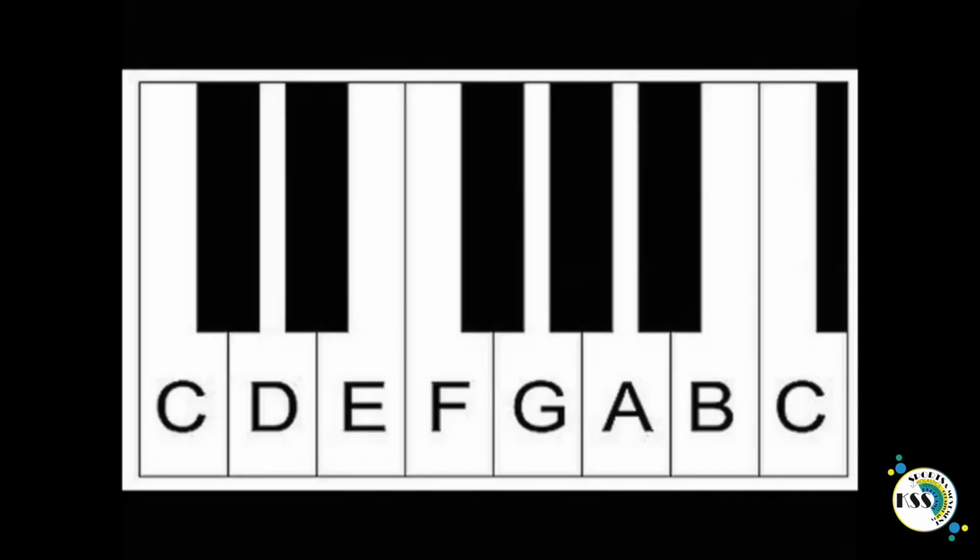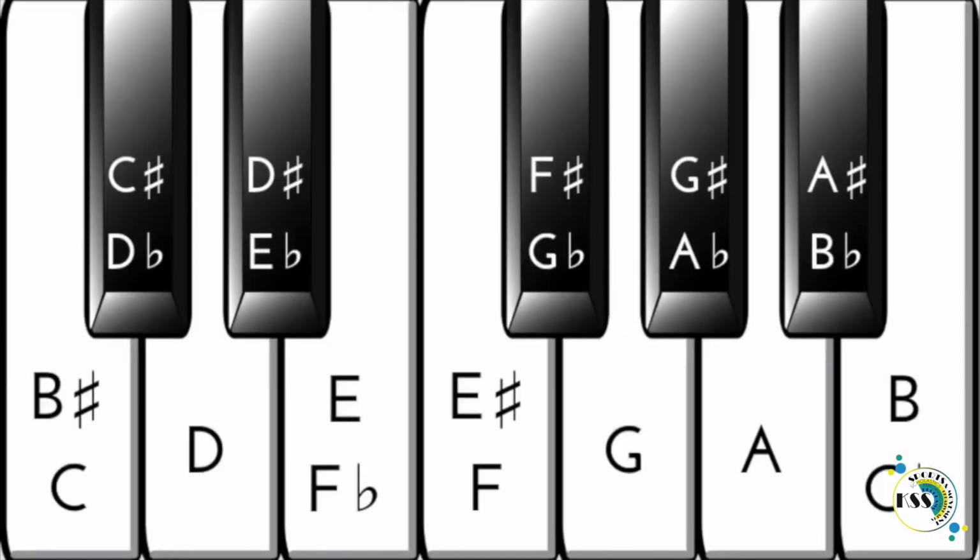Before we start, let's review the names of the music notes on a piano keyboard. We have 7 notes on the white keys: C, D, E, F, G, A, and B, and we have 5 notes on the black keys: C sharp or D flat, D sharp or E flat, F sharp or G flat, G sharp or A flat, and A sharp or B flat.